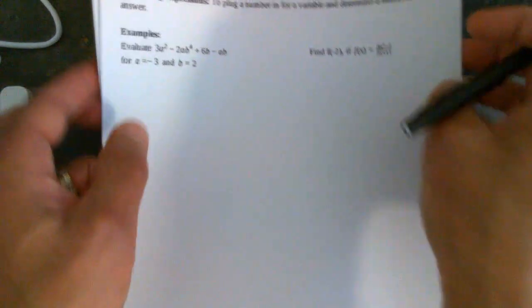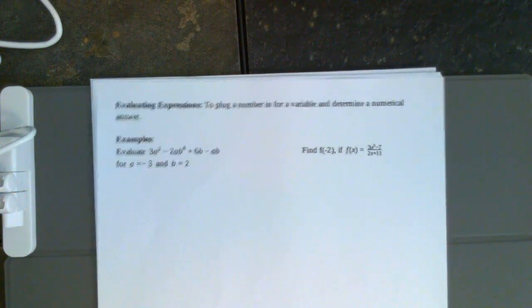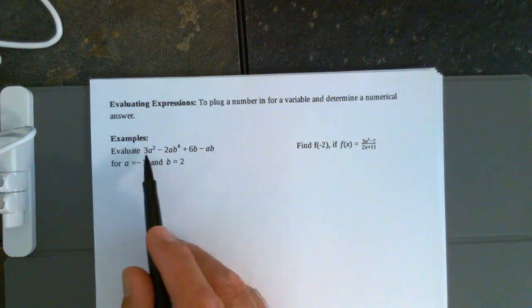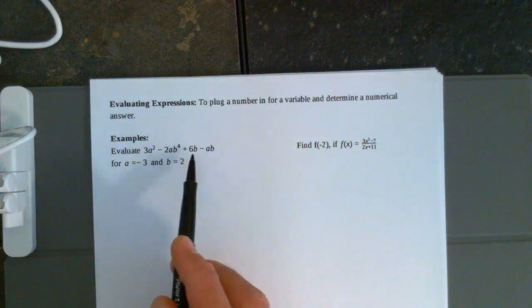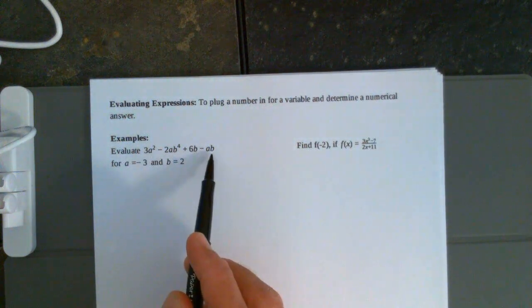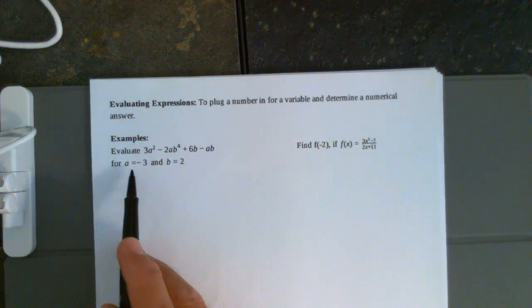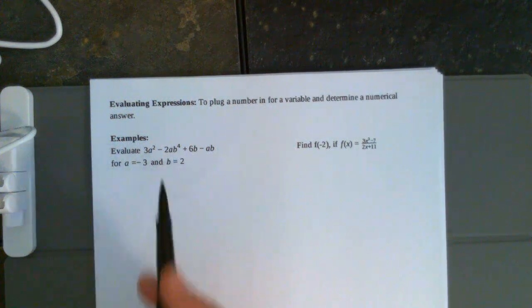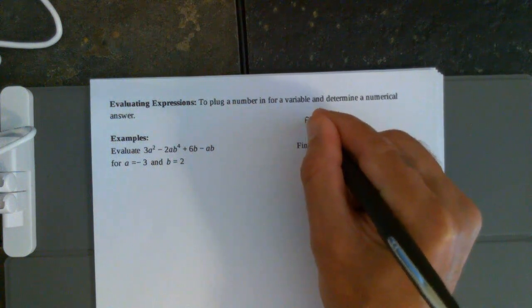The last piece for the introductory stuff is evaluating expressions, which simply means, evaluate means to plug a number in for a variable and determine a numerical answer. So there's 2 ways it can be written. One will say evaluate something, an expression, because there's no equal sign, it's an expression. And then they'll give you values for any variables. The other way is what is called function notation, which I mentioned earlier.